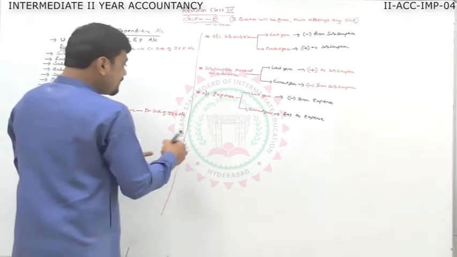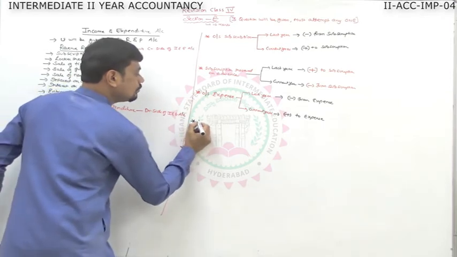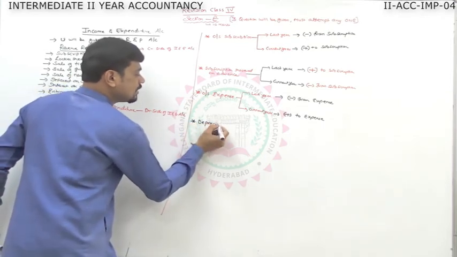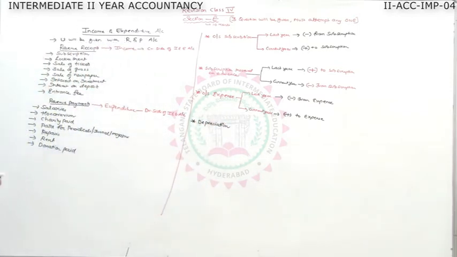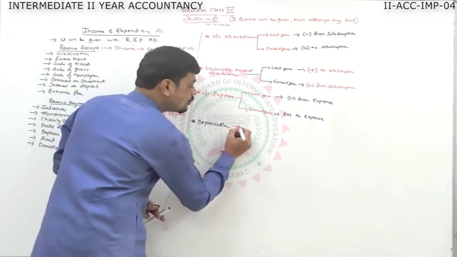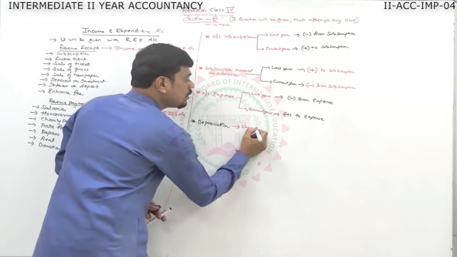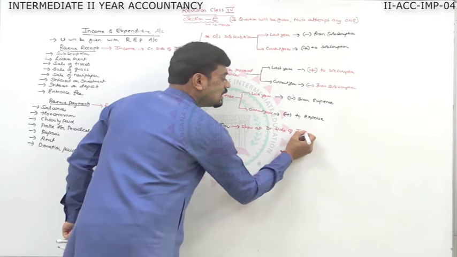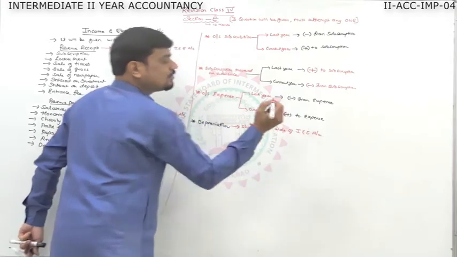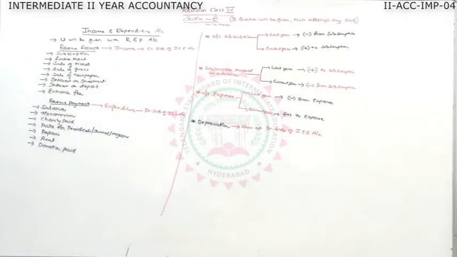Then, if he gives you any depreciation, let me say depreciation on mowing machine, depreciation on grass cutting machine and all, you calculate how much depreciation is given, and only that depreciation amount you show at the debit side of the income and expenditure account.